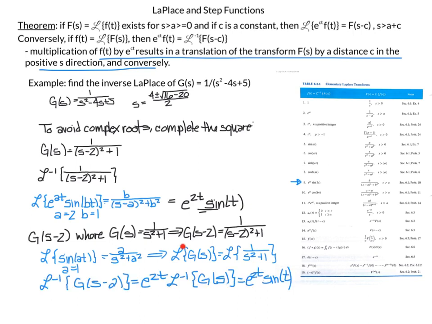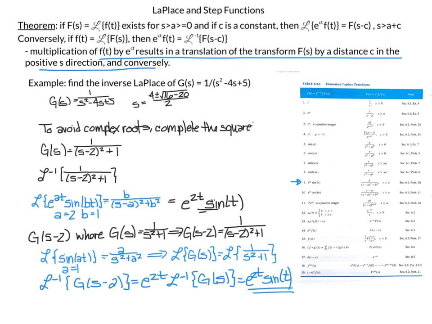Rewriting what this theorem says in terms of our capital G of s. In this case, our modified G of s is 1 over s squared. So the inverse Laplace transform of G of s minus 2. In other words, here we have our transform, F of s, translated by a distance c. That's exactly this. It multiplies f of t, that is the inverse Laplace transform of sine of t, by e to the ct. So that's e to the 2t. So this is a second way of getting our answer, and it matches, fortunately, with the first way we used, which was by table.